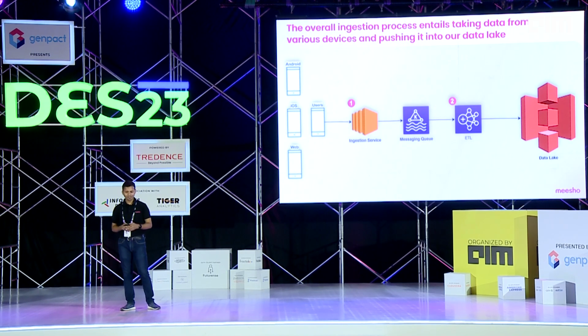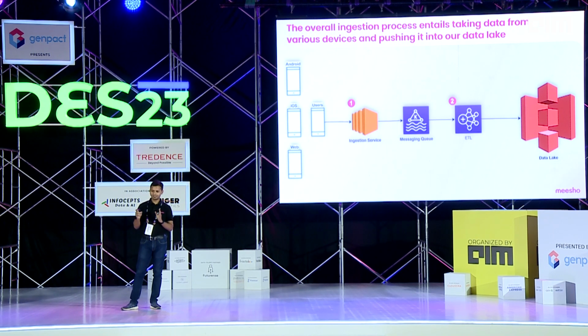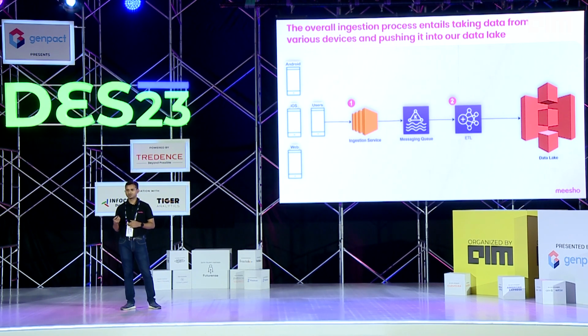So this is a conventional ingestion piece wherein we have multiple users who are accessing Meesho via different interfaces on the web or via different apps, and these are varying in the 100 millions. Now, this data gets ingested onto our ingestion service. From the ingestion service, we write this data onto messaging queues, and then we run ETL pipelines which add this data onto the data lake.